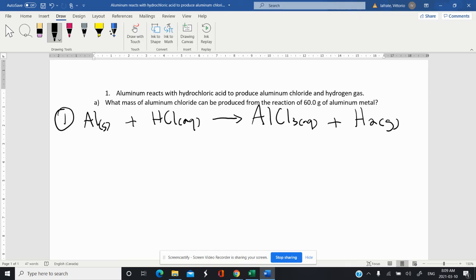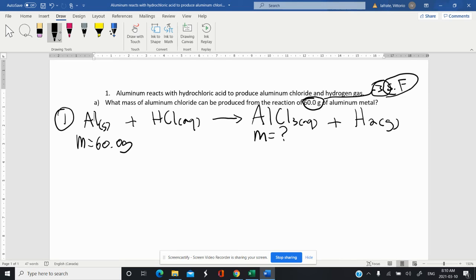And we're going to write down some information that we're given in the question. So we're given that the mass of aluminum that reacts is 60 grams. And actually, let's write that down to the proper number of significant digits that we have there, 60.0 grams. So you can see that we have 3 significant digits in this question, or 3 significant figures. And what do we want to figure out? What mass of aluminum chloride will be produced? So we are looking for this over here.